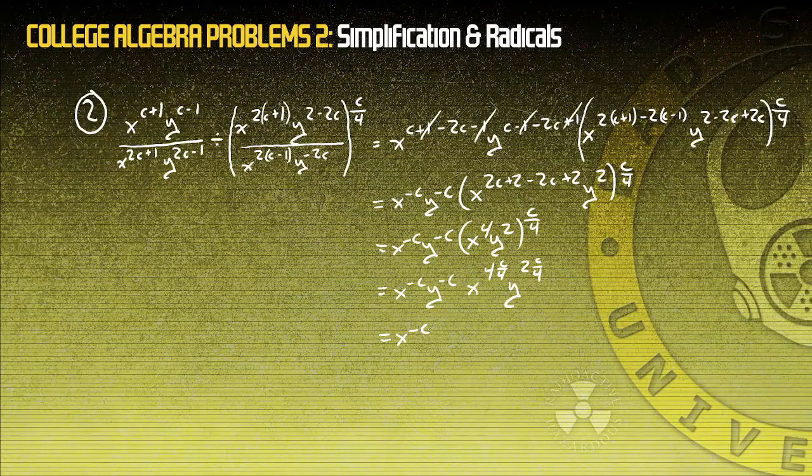This gives you x to the minus c, y to the minus c, x to the c, and y to the c over 2. So that gives you x to the c minus c times y to the c over 2 minus c, equals x to the 0. You have y to the 3c over 2, which just gives you y to the 3c over 2.